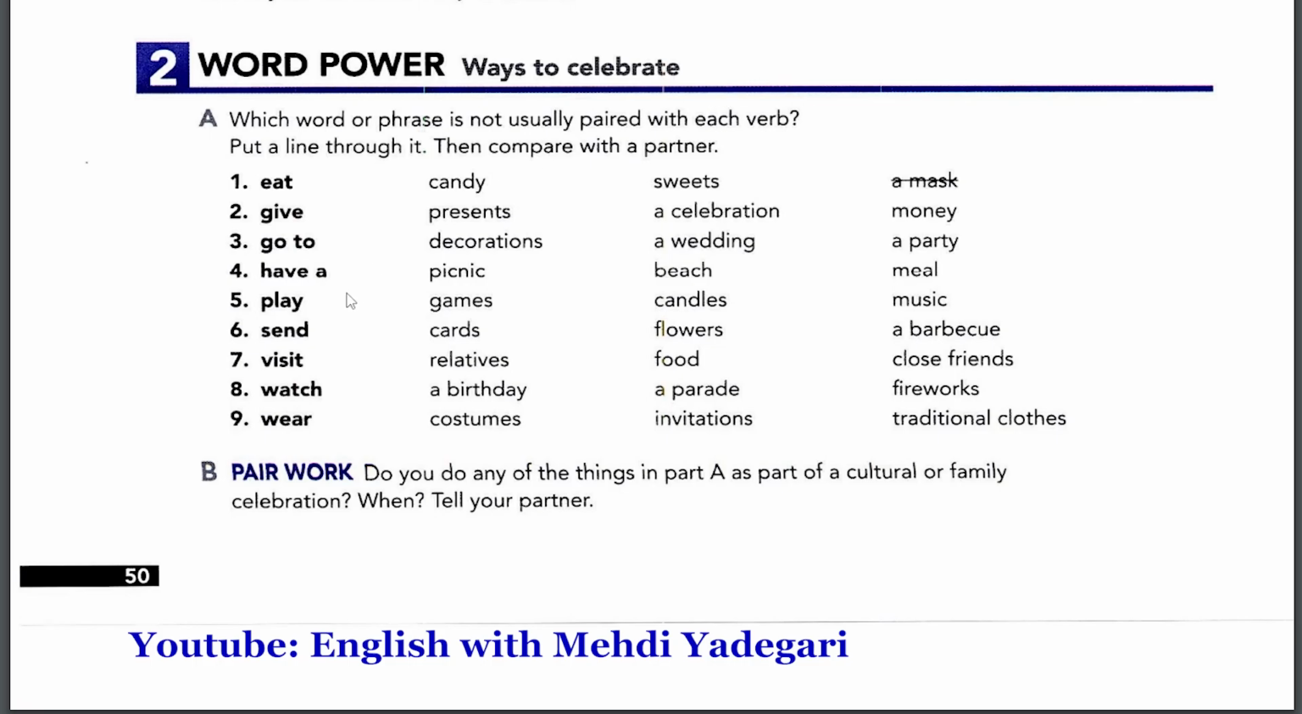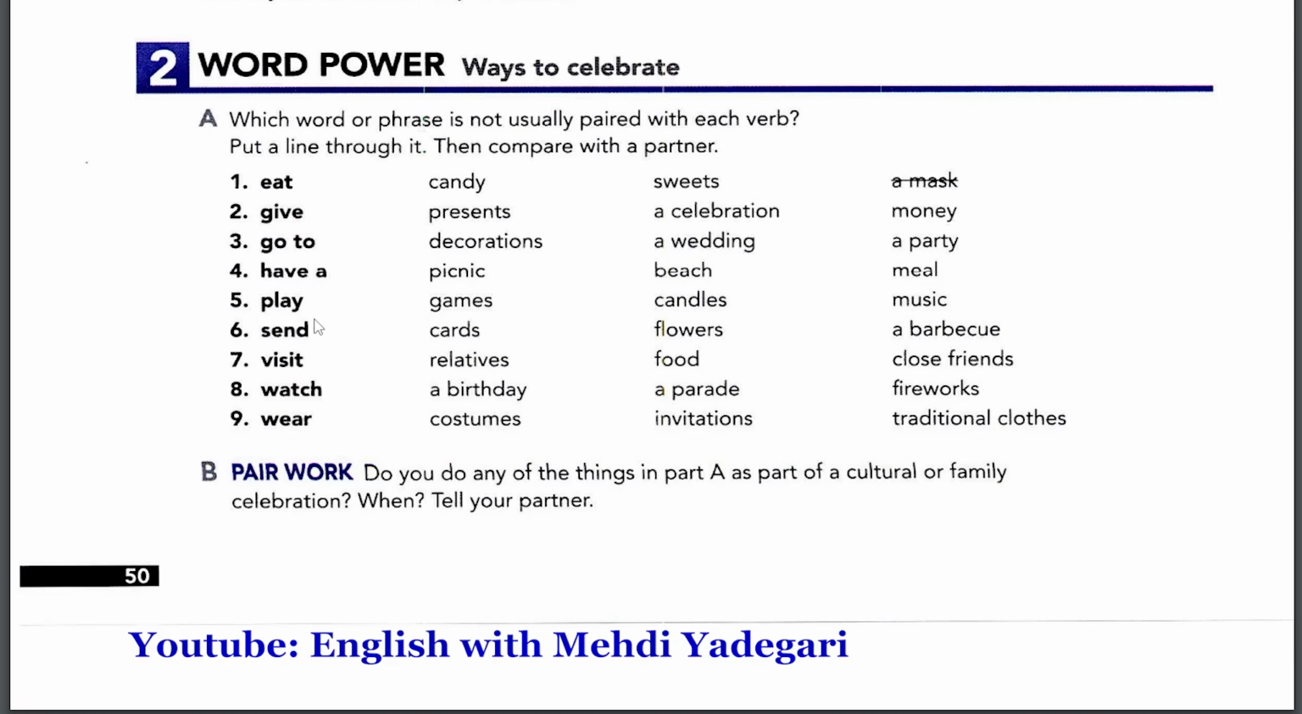Number 4. Have a picnic. This is correct. Have a beach. This is not correct. Have a meal. This is correct. Have a meal means eat food. Have a picnic means to go on a picnic. But you cannot have a beach.